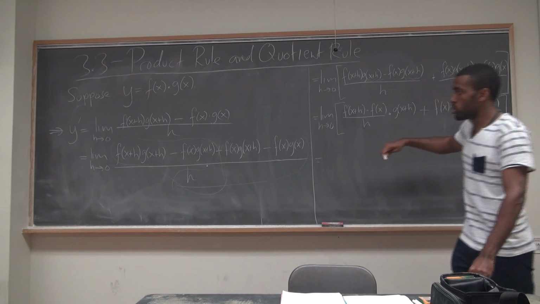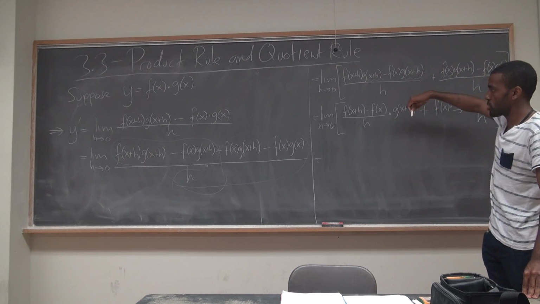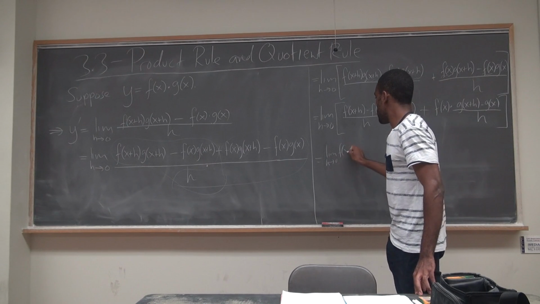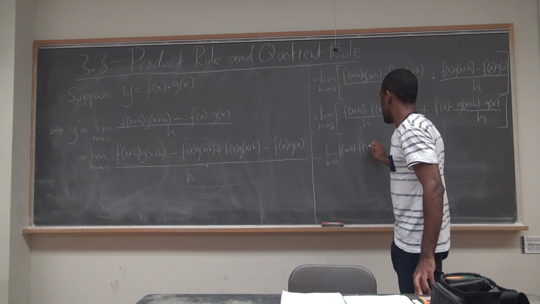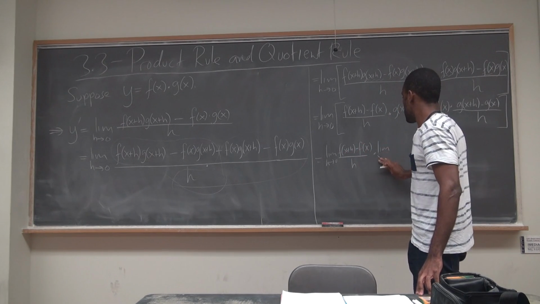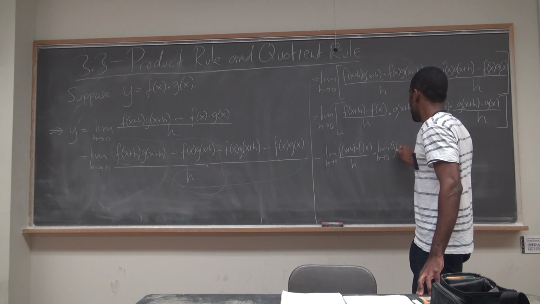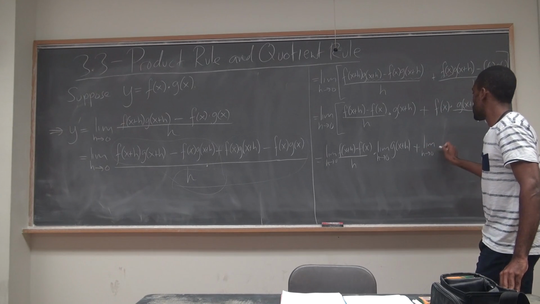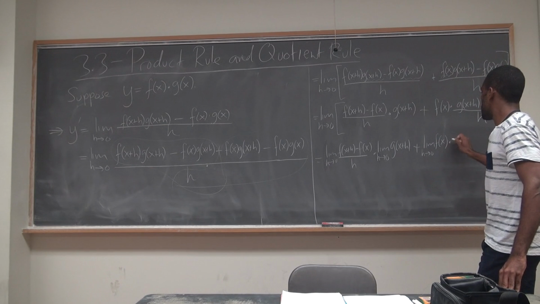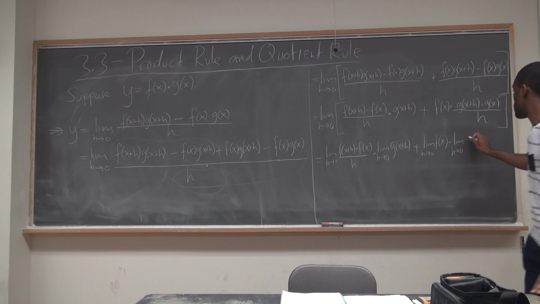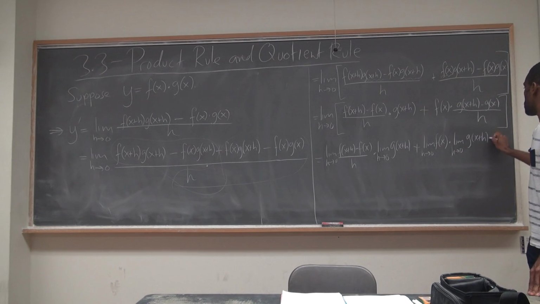So now, remember we do have product rules for limits and sum rules for limits. So this really gives me the limit as h approaches 0 of f of x plus h minus f of x over h times the limit as h approaches 0 of g of x plus h, plus the limit as h approaches 0 of f of x times the limit, because limits distribute across sums and products. We actually mentioned that before. G of x plus h minus g of x over h.